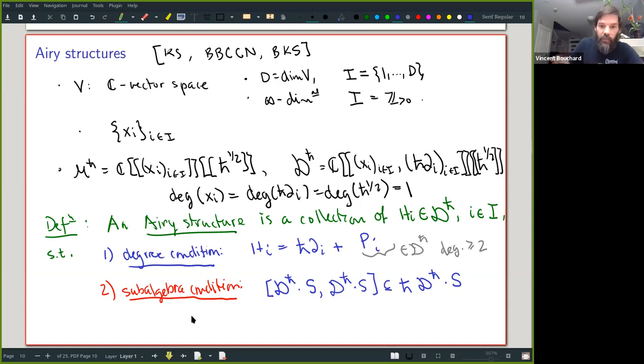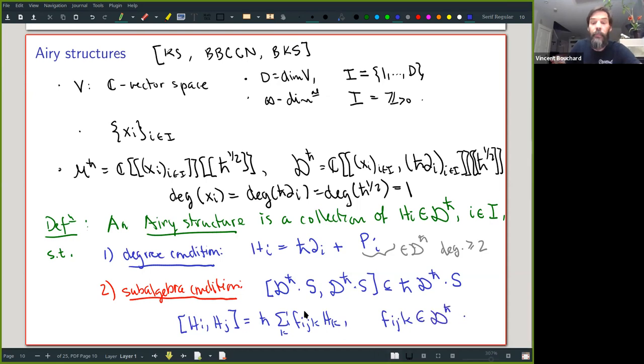So another way of stating the same condition, maybe that'll be more explicit, is that if you take any two of these differential operators and commute them, you get h bar times a combination of these differential operators, just like you would get for a Lie algebra. But it's not a Lie algebra because these f_{ij}^k are not necessarily constants. They're differential operators themselves. So it's not a Lie algebra. That's why it's basically a condition on the left ideal. The statement here is that the left ideal is a Lie subalgebra. That's another way of stating the same condition.